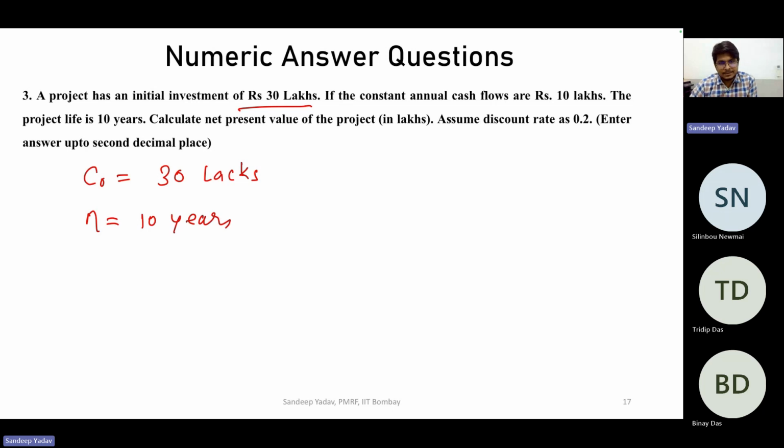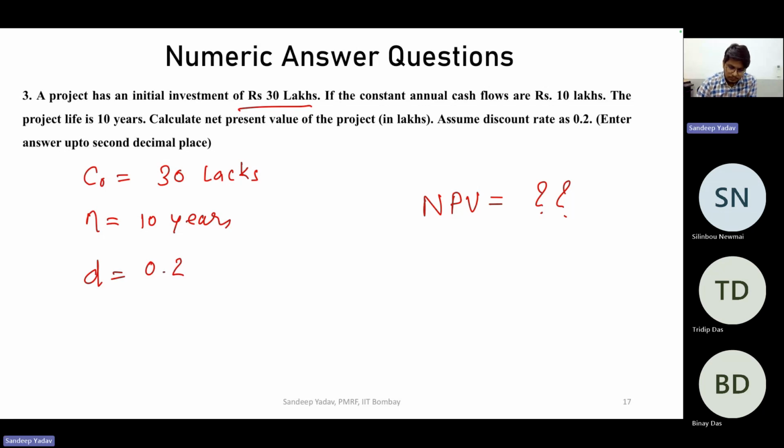Calculate the net present value of the project. So we have to calculate the NPV. Here the discount rate is given as 20%. Okay, so we have to calculate the NPV. Let's start.